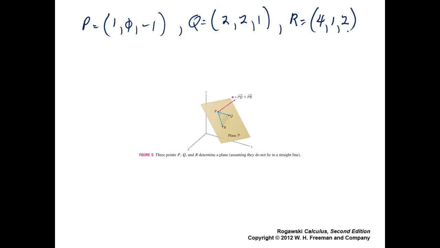Now, I guess you first need to show they're not collinear, but we'll just assume they're not, okay? Three points that are not collinear. Find an equation of a plane determined by those points. Now their figure here gives you a hint. Even though these aren't the same points, that figure should give you the hint.